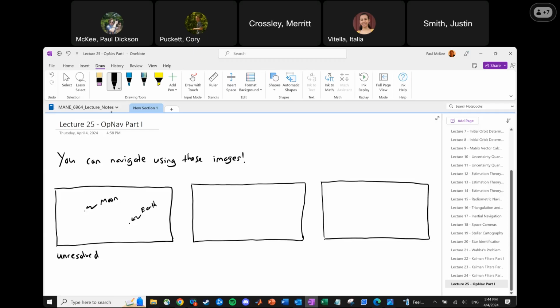You also know their size in the image. In this image, they are unresolved, so they look just like stars, but you know because of reasons that it's the Earth and the moon instead of stars. Well, this one's tricky, isn't it?